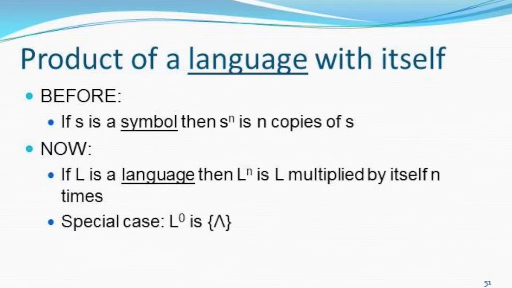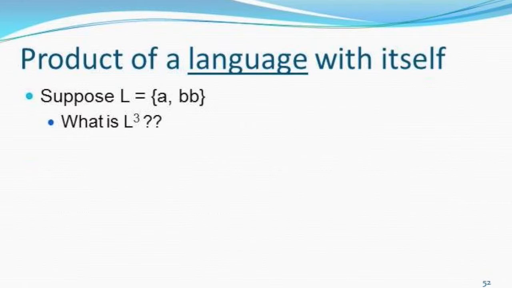And now let's talk about the product of a language with itself. So before we were talking about s to the power of n, so if s was a symbol, s to the n was n copies of s. Now we're talking about L to the n. So if L is a language, then L to the n is L multiplied by itself n times. And yet another special case, L to the 0th power, L superscript 0, is going to be the set containing just the string lambda.